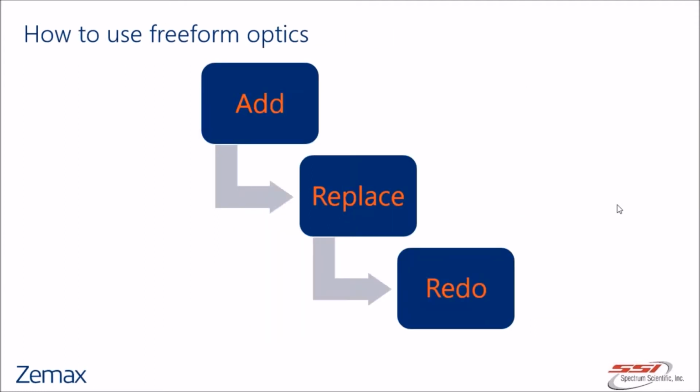How to use freeform optics: add, replace, and redo. Here are some examples of how freeforms are being used by our customers today. Most of the time, they're just looking at existing systems and figuring out ways to optimize. One example is a simple modification of an existing system by replacing, say, a mirrored surface with a freeform surface to get rid of aberrations. And here's your next generation instrument.